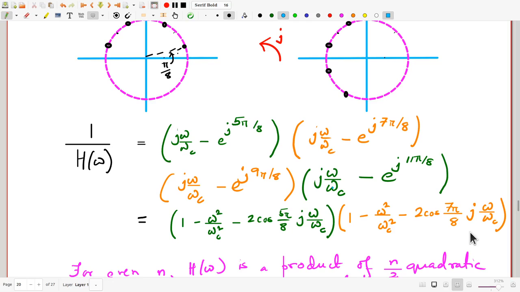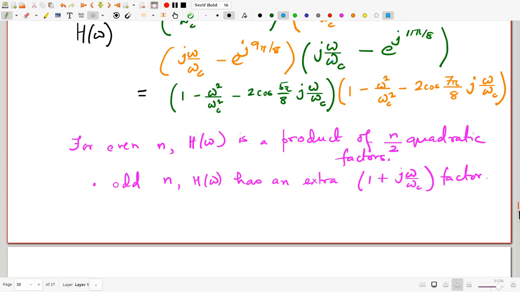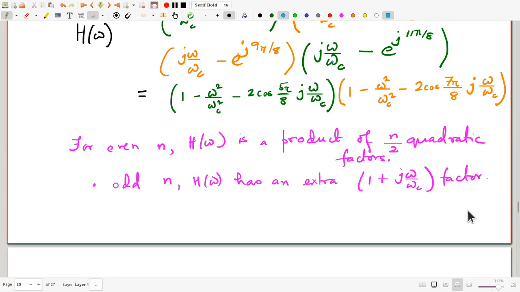Well, if n were odd, then in addition to all these roots, which are complex conjugate pairs of each other, you have one more root sitting exactly at minus 1, which is its own complex conjugate. So you will have an extra factor of 1 plus j omega by omega c from that term. So for even n, H(omega) is a product of n by 2 quadratic factors. For odd n, in addition to n minus 1 by 2 quadratic factors, you have an extra factor of 1 plus j omega by omega c.